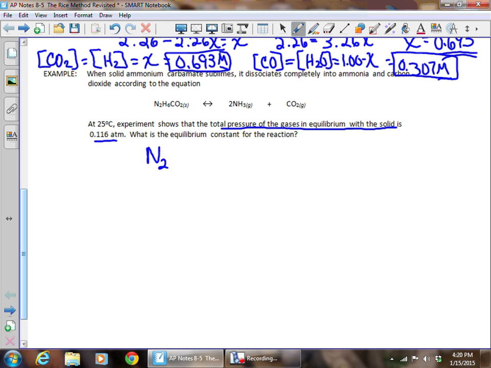We've got N2H6CO2, it's a solid, sublimes to form, or rather when it sublimes, it dissociates in that process. So it forms NH3 and CO2. Both of those are gases.